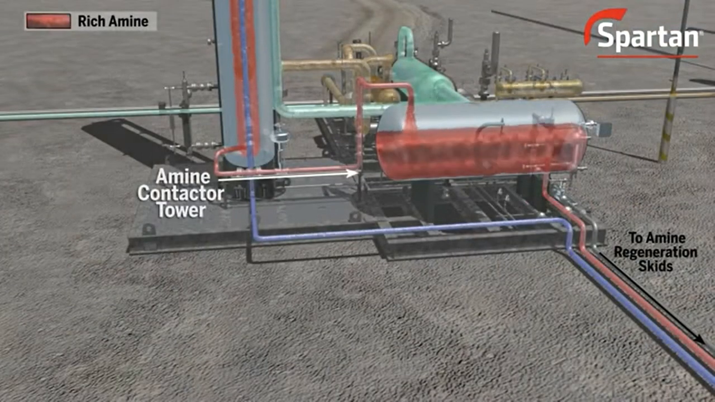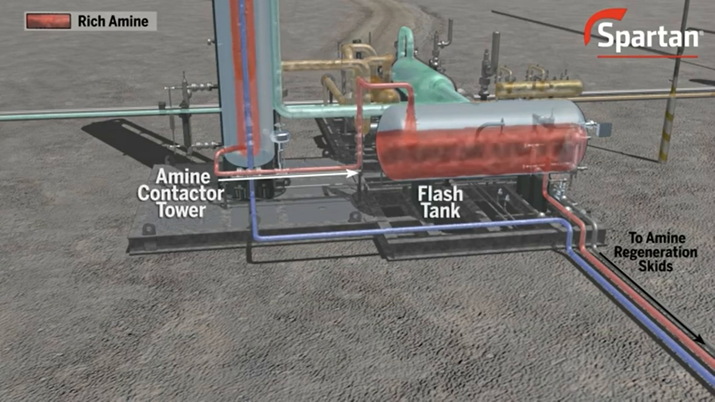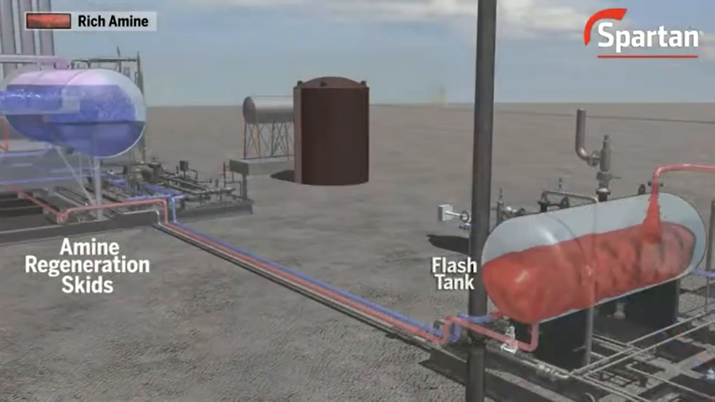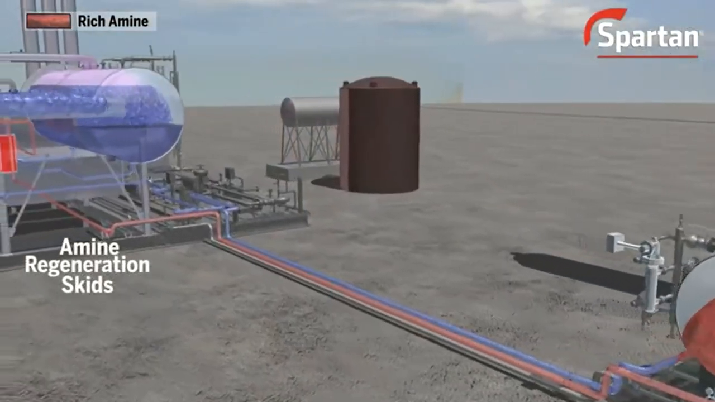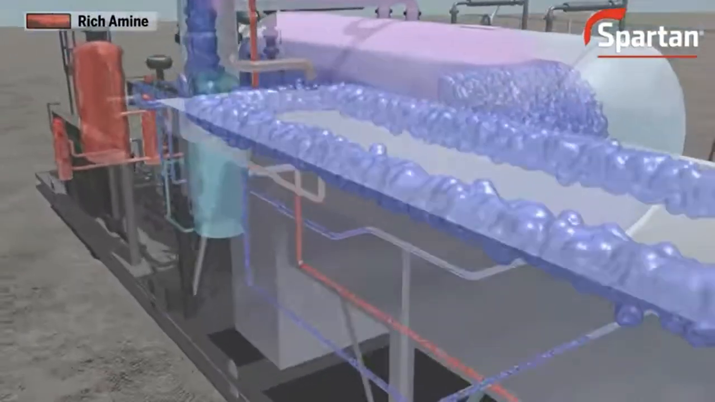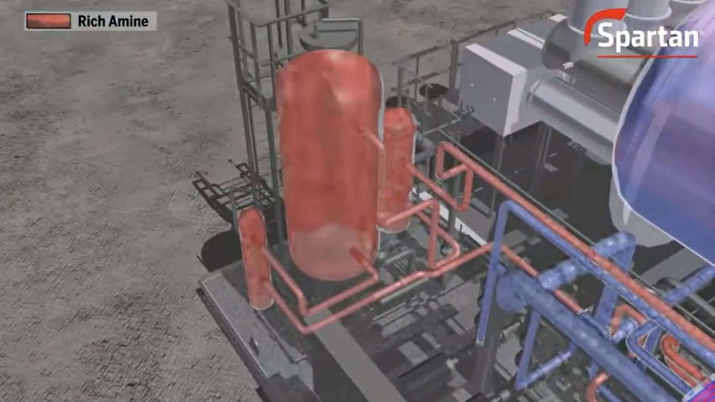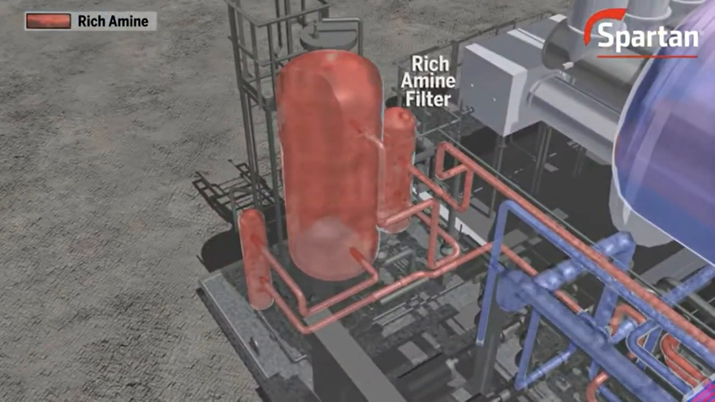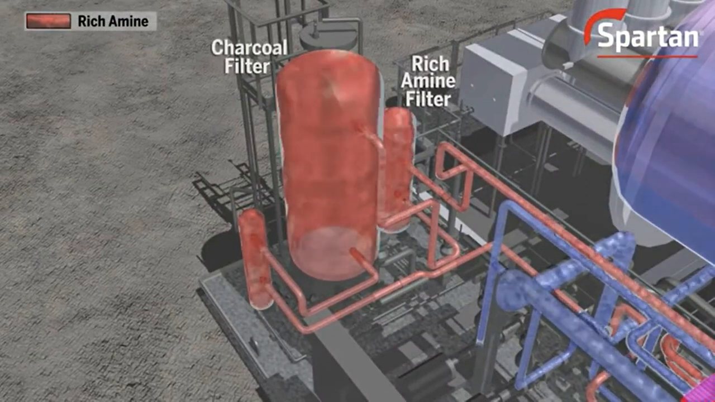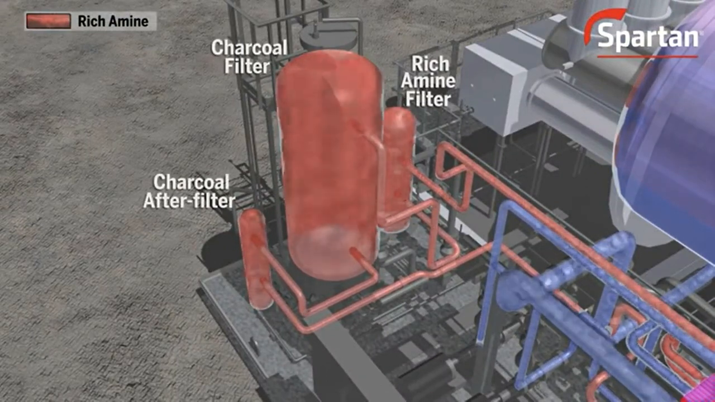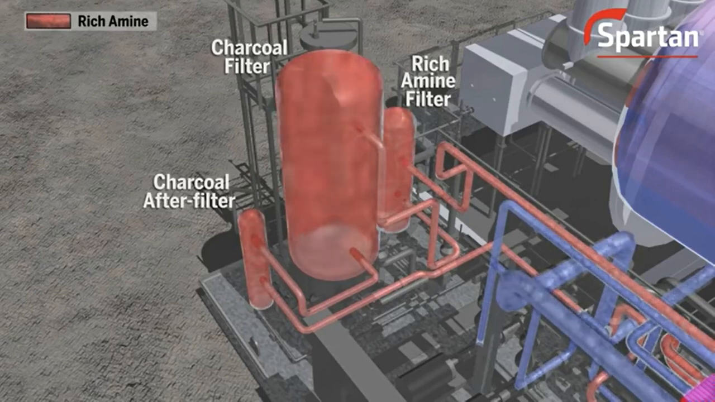The rich amine solution loaded with H2S and CO2 exits the bottom of the amine contactor tower at high pressure. Pressure is reduced and the amine enters the flash tank at a low pressure to flash off light hydrocarbons entrained in the amine. The low-pressure rich amine enters the amine regeneration skids. It is then filtered through 3 filters: a rich amine filter for particulates, a charcoal filter for hydrocarbons, and a charcoal after filter for removal of charcoal particulates.